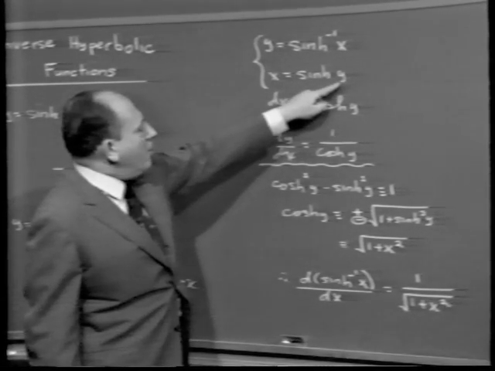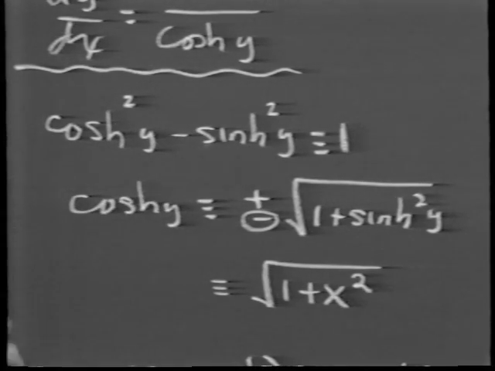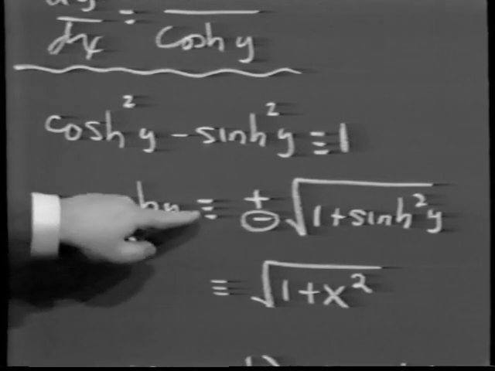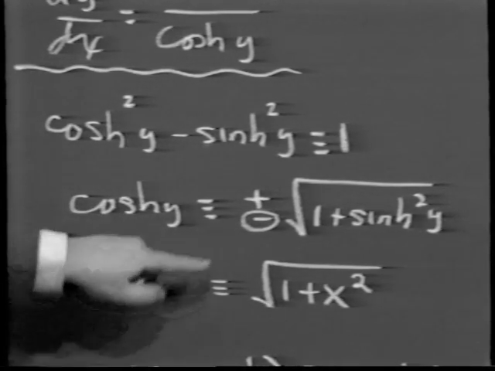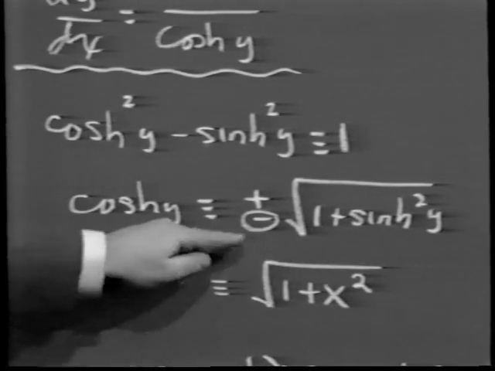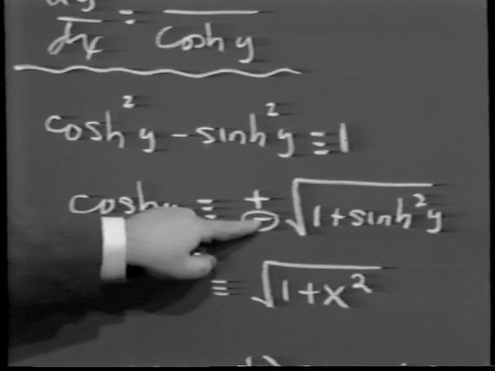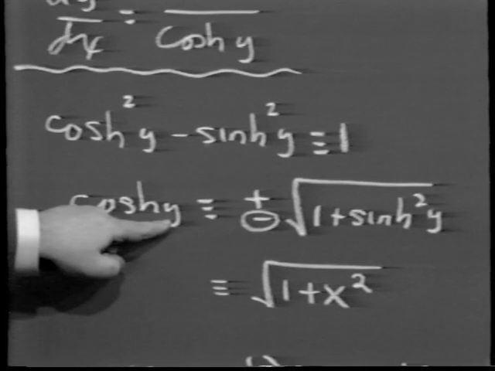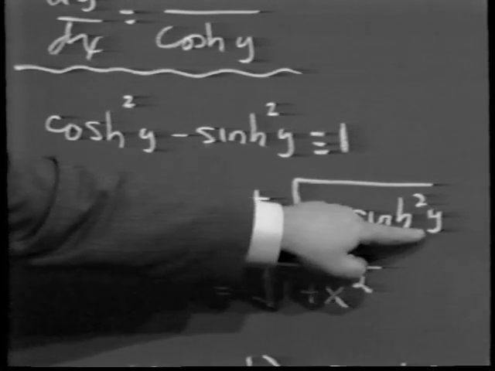we invoke the fundamental identity that cosh squared y minus sinh squared y is 1, from which we can conclude that cosh y, and here we have to be a little bit careful, if we solve this algebraically, we find that cosh y is plus or minus the square root of 1 plus sinh squared y. But recalling that cosh can never be negative, it means that for this particular problem, the minus sign does not apply. In other words, since cosh has to be at least as big as 1, you see that cosh y is plus the square root of 1 plus sinh squared y.